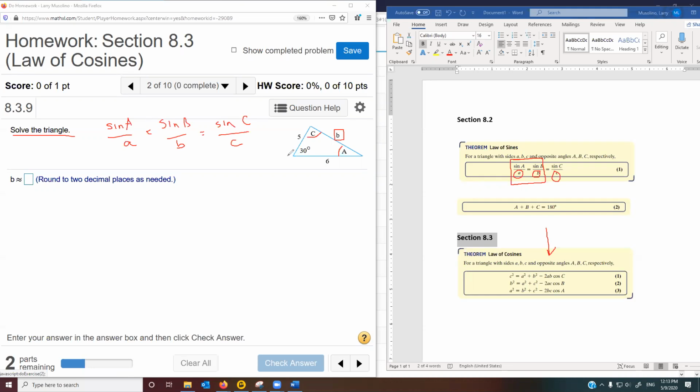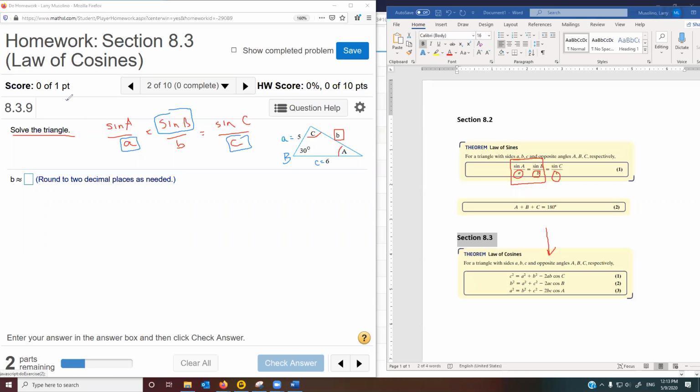Well, let me label this triangle. I'm going to label this angle as angle B. This side here is side A, that's 5. This side is side C, that's 6. All right, so it looks like I know angle B, so I'm going to circle that. I know side A, I'm going to circle that, and I know side C, I'm going to circle that.